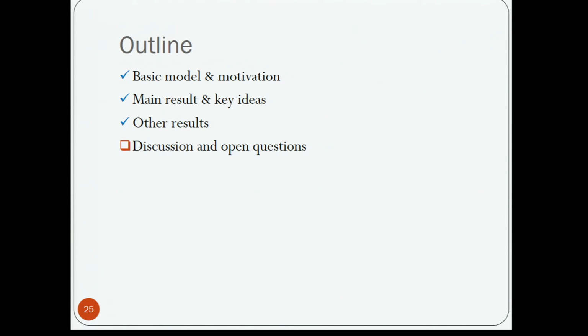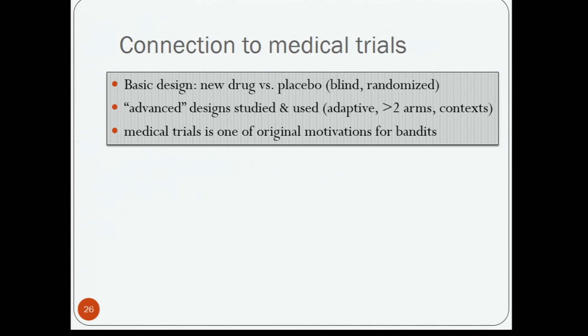Okay, so enough for the technical part. I want to discuss one thing and present a few open problems. So I hope I have a few minutes to do that. So a thing that I want to discuss is a potential connection to medical trials.